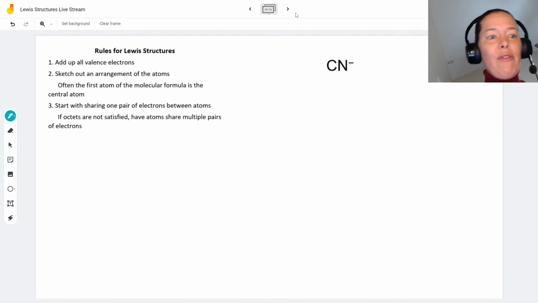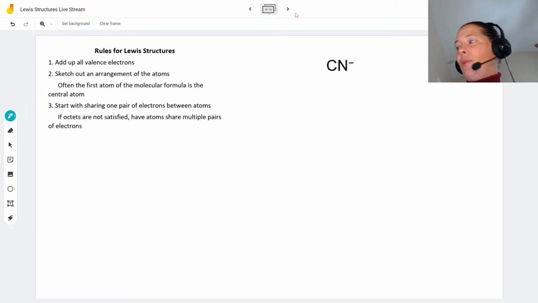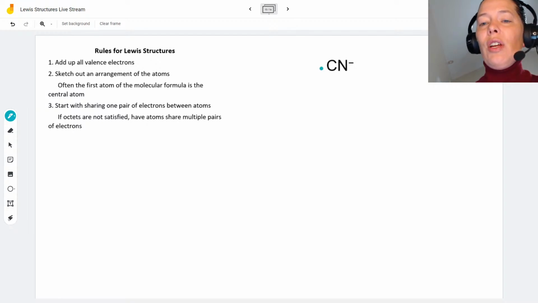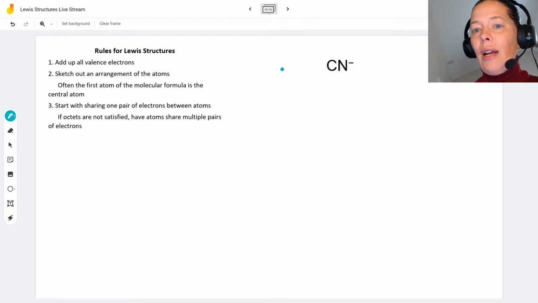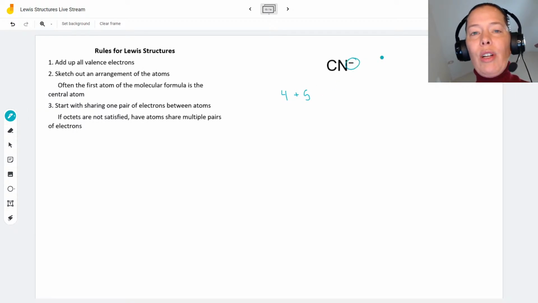So let's do a different polyatomic ion. So here we have cyanide. So in the ammonium polyatomic ion, we dealt with a positive charge. So now let's deal with a negative charge. Okay, so adding up valence electrons, carbon, of course, gives me 4 valence electrons, and nitrogen gives me 5, and now I have to deal with this -1 charge.